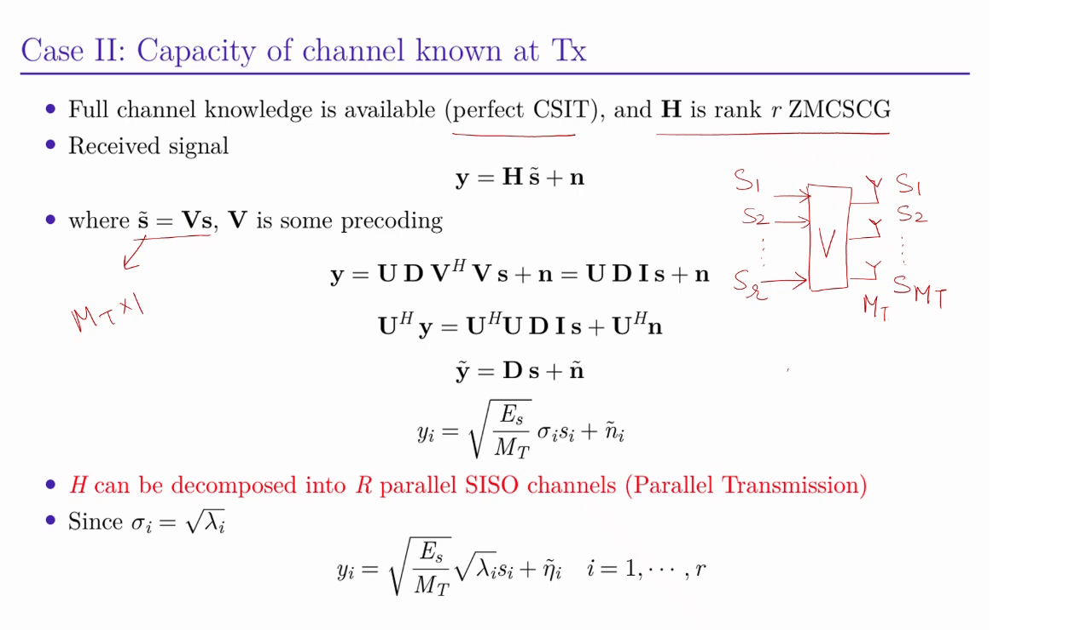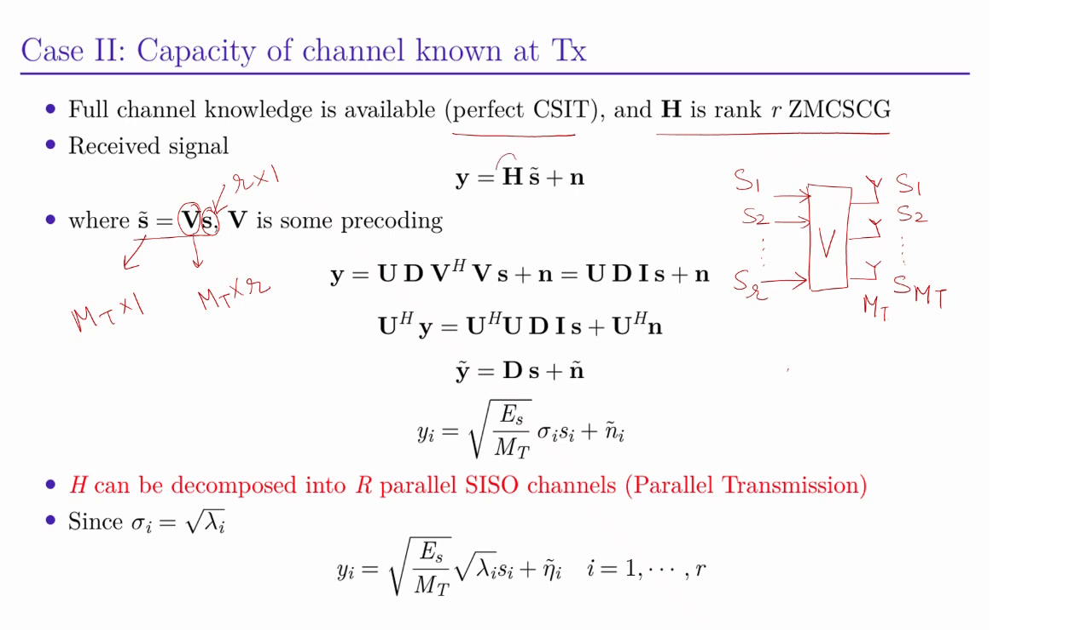V would be of dimension MT cross R, and S is of dimension R cross 1. So this multiplication is possible, and S tilde is MT cross 1. So this is some precoding applied at the transmitter side when we have CSIT.